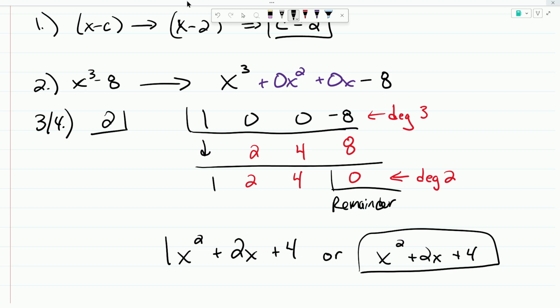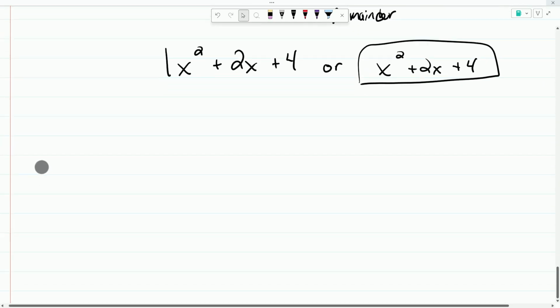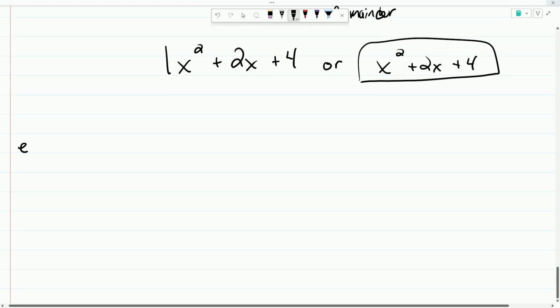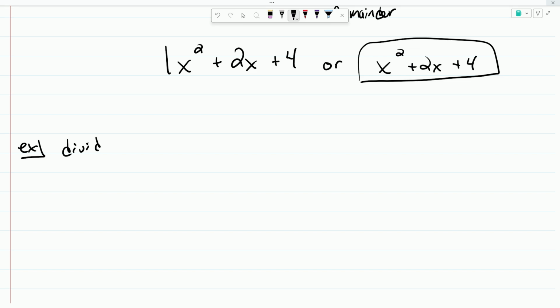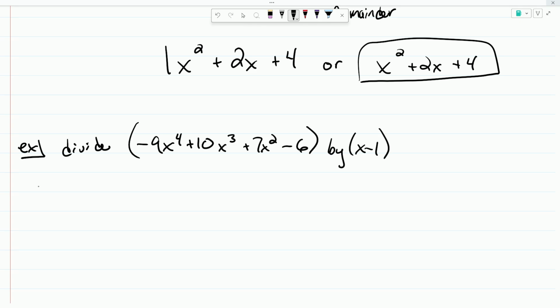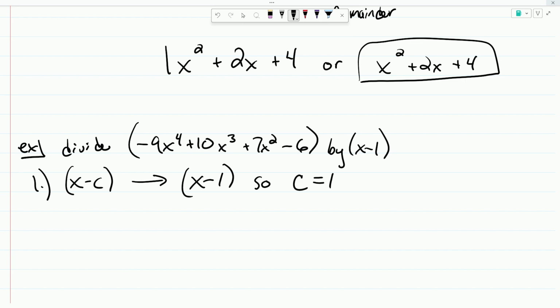Okay. I'm going to do one more example here for us because I don't want this video being too long. So let's synthetically divide -9x to the fourth plus 10x to the third plus 7x to the second minus 6 by x minus 1. All right, step 1, x minus c. We have that. We have x minus 1, so c is going to equal 1, okay?